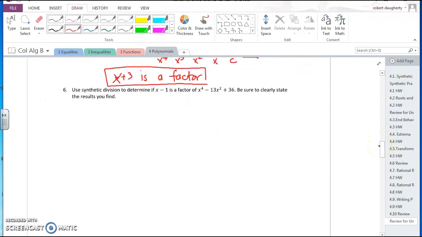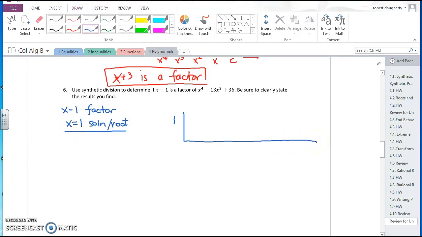Determine if x minus 1 is a factor of this polynomial. So x minus 1, if that is a factor, I'm testing to see if x equal 1 is a solution or root, okay? So to set up the synthetic division, I put a 1 out here, and then the coefficients of everything that I have. Since this is x to the 4th, I'm going to need an x to the 4th, an x cubed, an x squared, an x, and a constant.